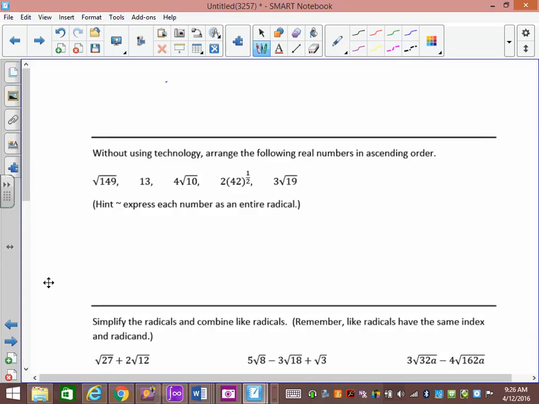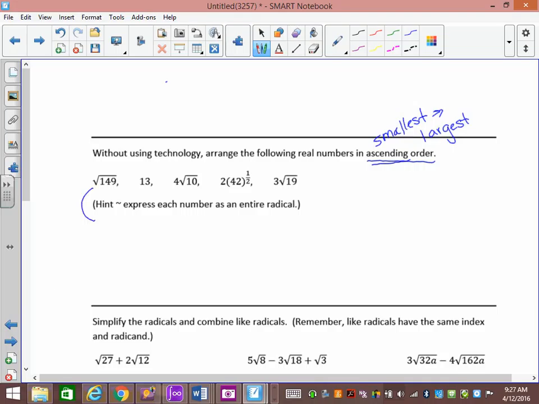If I want you to do this without technology, you can always check with your calculator anyways. But if I want you to do this without technology, you have to make them all under an entire radical and then just put them in a list from smallest number under the radical to largest number under the radical, if you're going from smallest to largest. So ascending order means smallest to largest. So we need to make them all entire radicals.